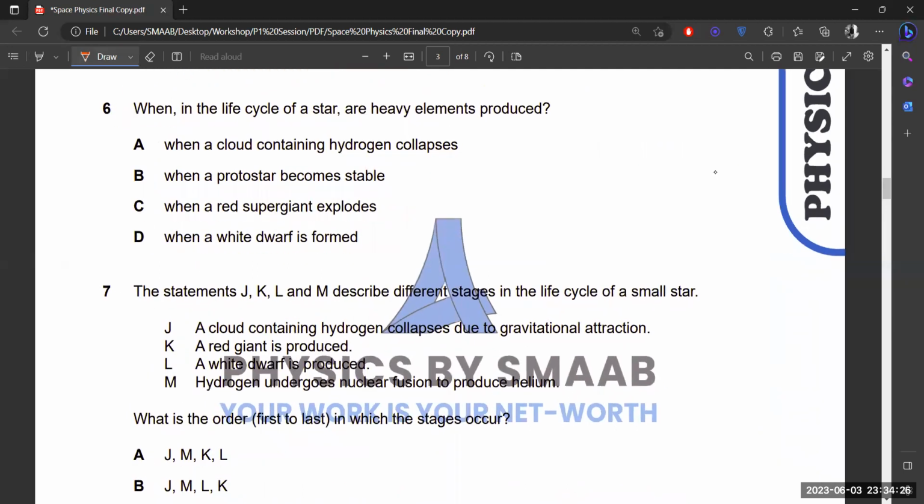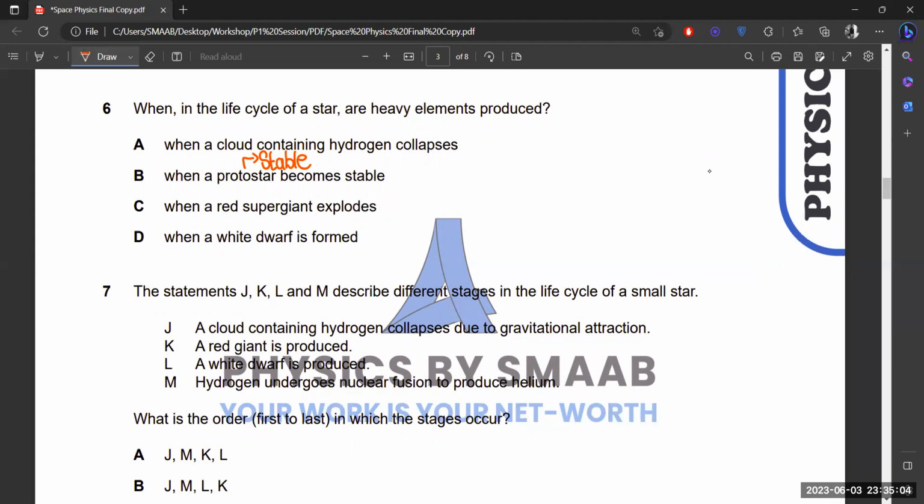Question number 6. When in the life cycle of a star are heavy elements produced? So we know that first we have a stable form of a star, that is protostar. This is the stable form of the star. We studied the life cycle of a star. We already discussed the questions related to space physics for P2. We already discussed the lectures related to space physics, and according to that we know that protostar is, we can say, the stable state of the star. And now they are talking about the heavy elements produced.